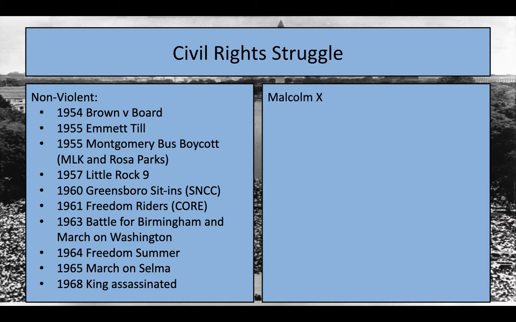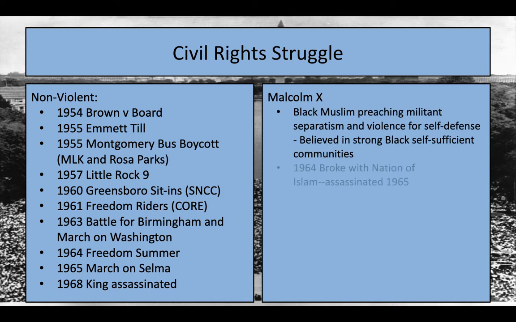The other side of the civil rights struggle here is going to be Malcolm X, who's going to believe in strong Black communities, and he's fine with violence. It's really not a big problem to him until 1964, when he's going to break away from that idea, and he in turn will be assassinated by his former followers.